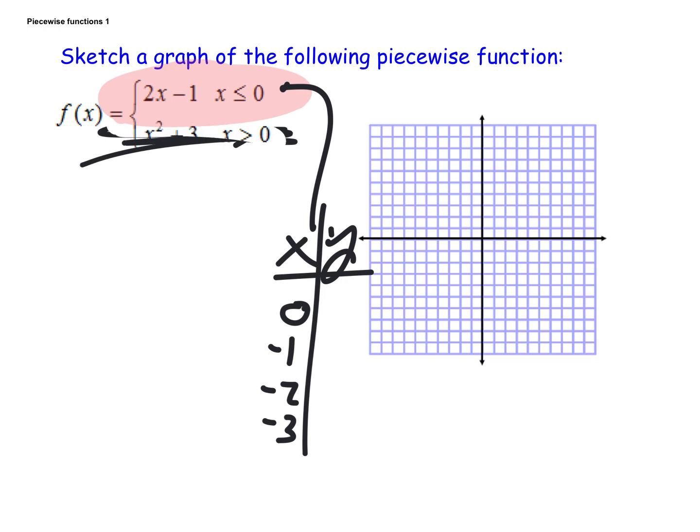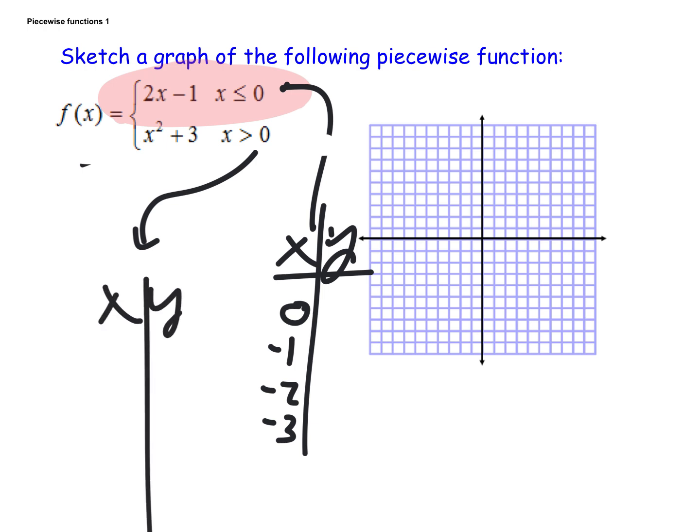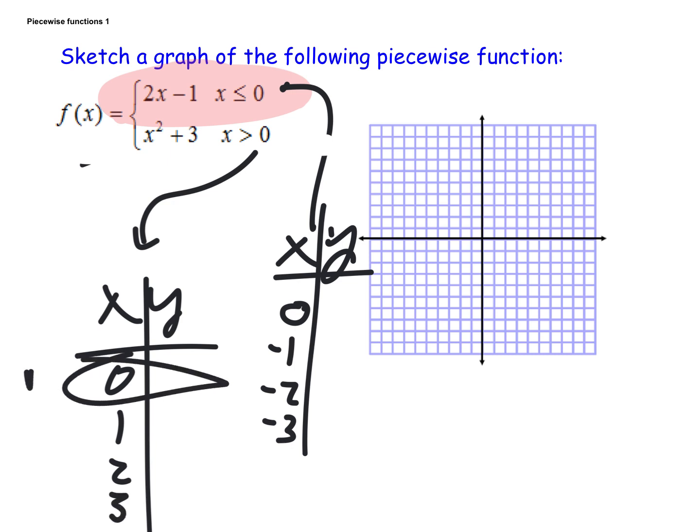And then I would say, okay, now I'm going to focus on this function. And I'd make an XY chart for that. And I'd pick numbers that are bigger than 0, but this time it doesn't own 0. So I go, whatever that is, it goes right up to it, but it does not own that one.